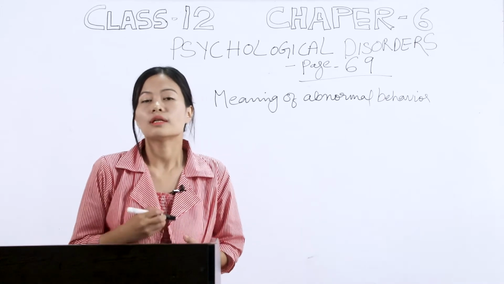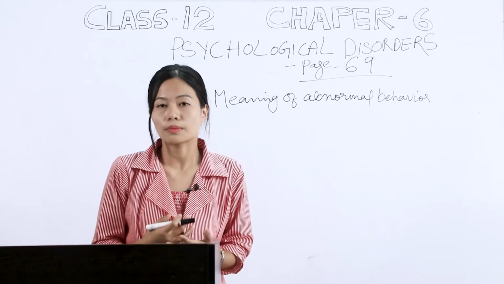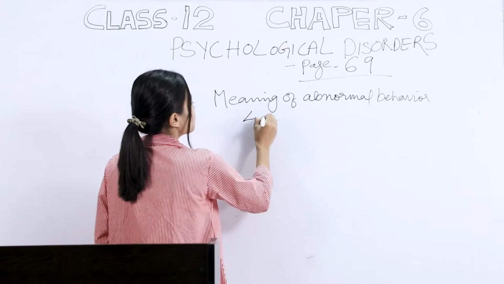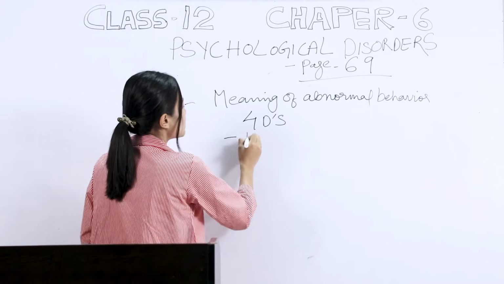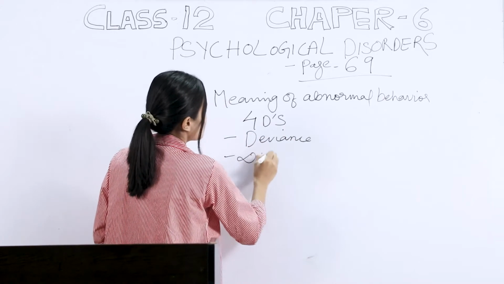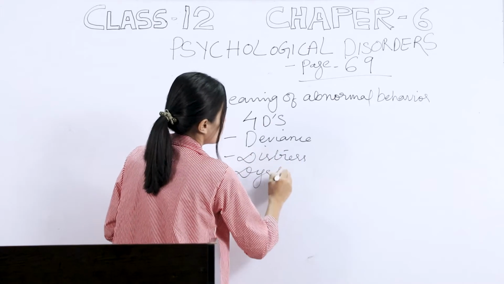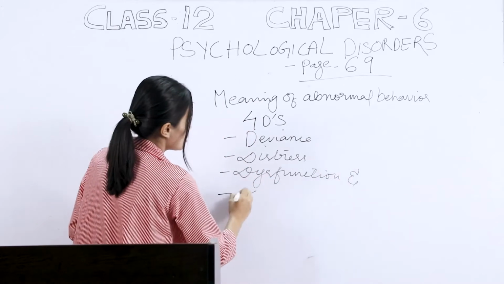Now, most of these definitions have four common features, often called the 4Ds. The first one is deviance, distress, dysfunction, and dangerous or danger.